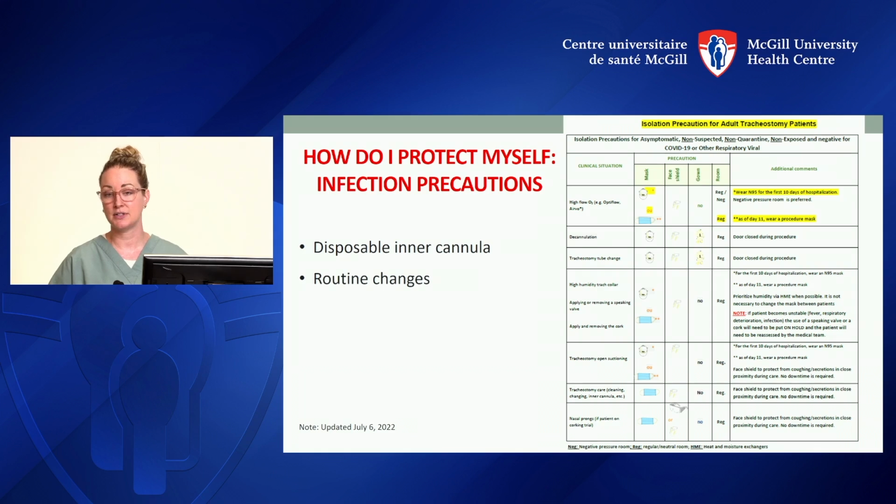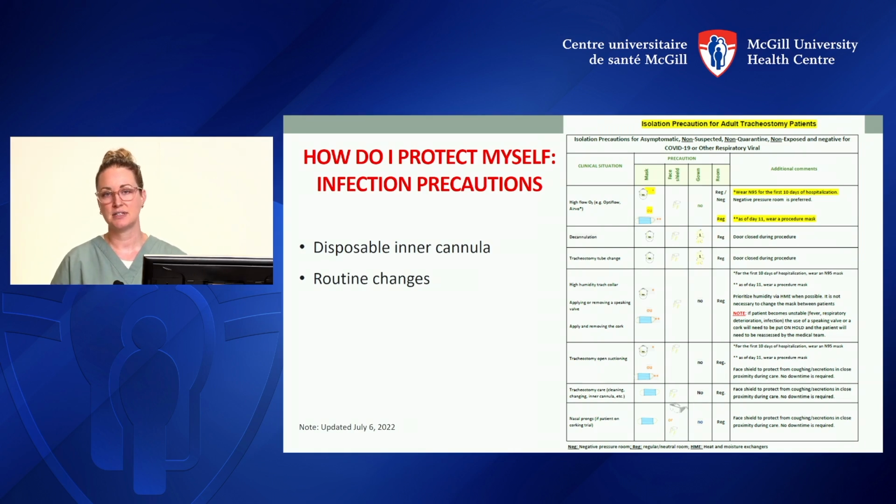As mentioned, obviously if the patient is COVID-19 positive, you have to wear everything: the N95, the visor, the gown. It's recommended to have a negative pressure room, but if one's not available, at least have the door closed. However, if you have a patient who's asymptomatic, COVID-19 negative, non-suspected, non-quarantined, non-exposed, you only need the N95, the face shield and the gown for a decannulation, when we take the entire trach tube out, or for a tracheostomy tube change, when we change the tube for a new one.